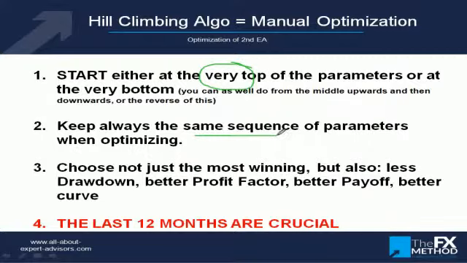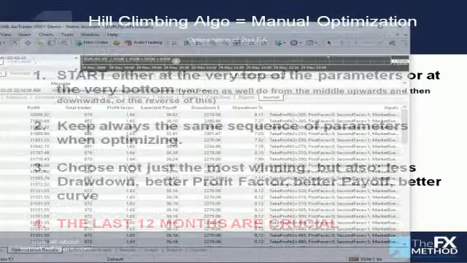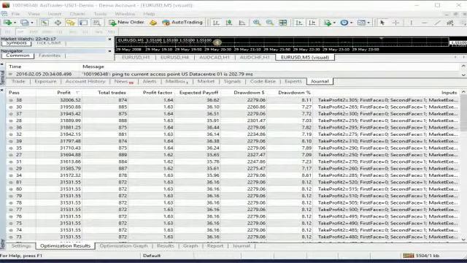I'm going to keep the same sequence of parameters. Now I'm going to go to the stop loss. And once I finish all the parameters, I'm going to start again with take profit and follow with stop loss. I'm not going to change the sequence. Okay? And I'm not choosing just the most winning. I chose also something which has less drawdown. The same drawdown actually, same profit factor, similar curve, but I chose this one because it was less time in risk in the trade. So we chose already.